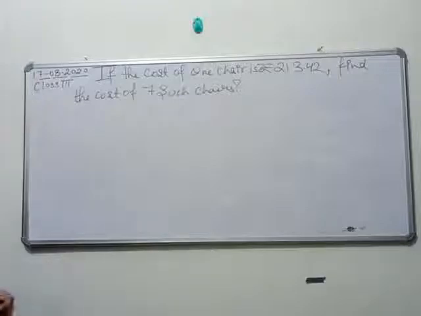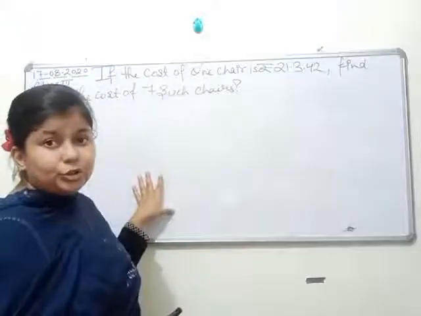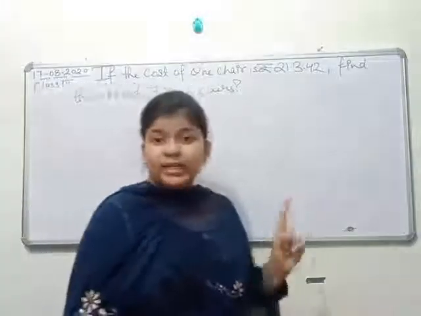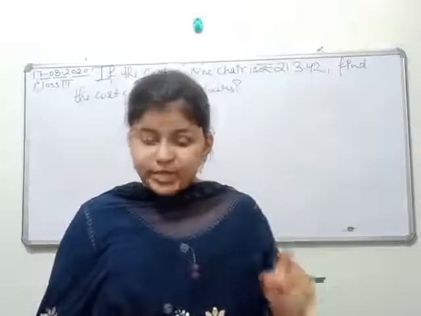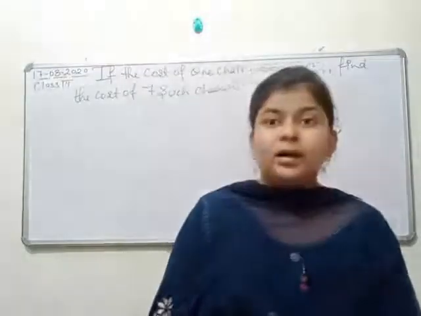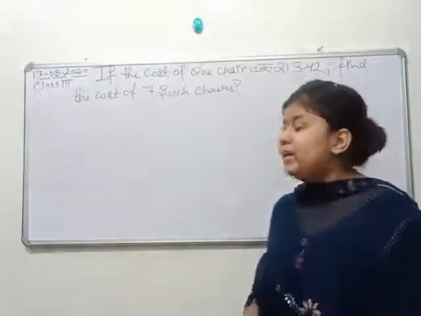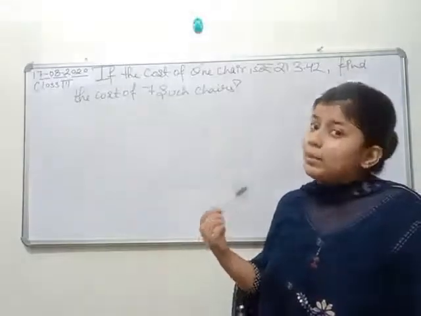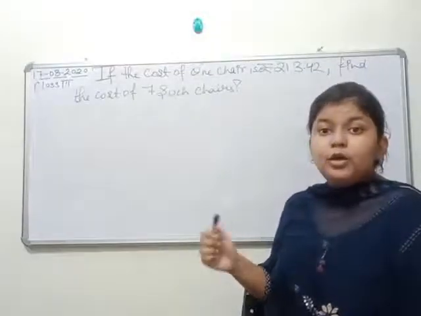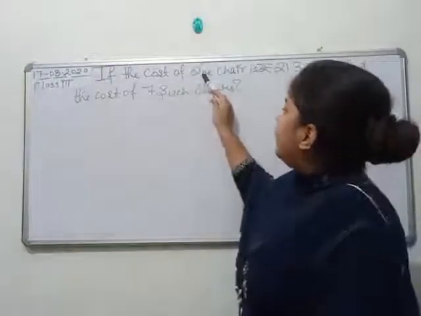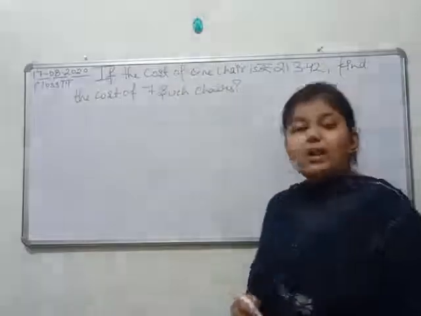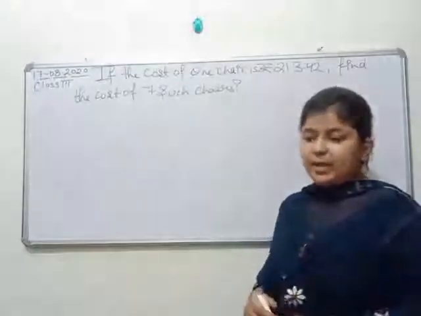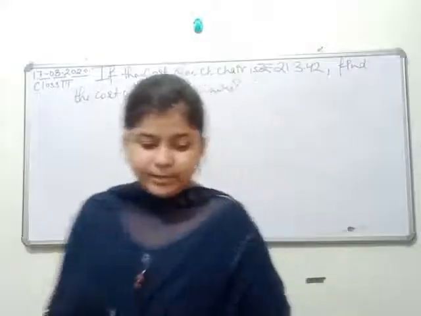Okay. So if the cost of 1 chair is rupees 213.42, find the cost of 7 such chairs. Now, mind in this question, the cost of one object is given, and they are asking you to find the cost of many objects. So what will you do? If one is given and many is asked, we will multiply. We will simply multiply. So let us write the statement.